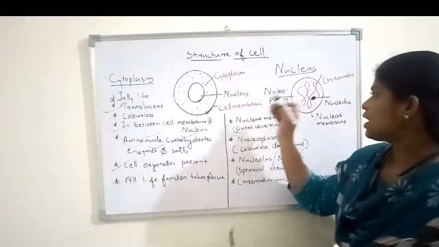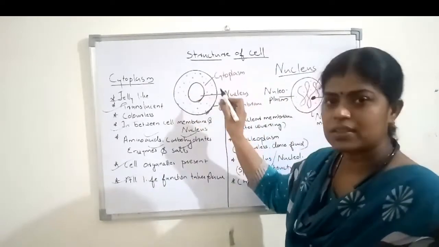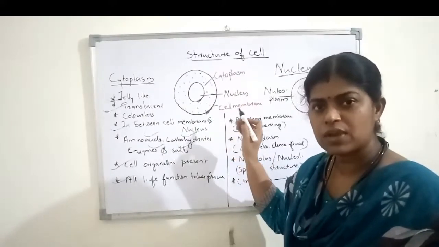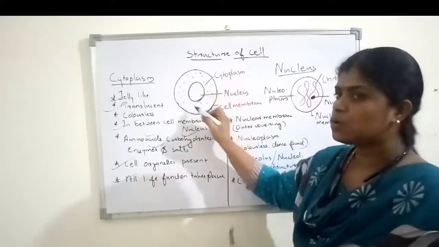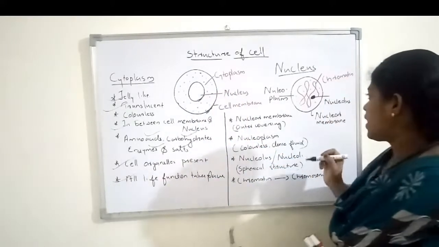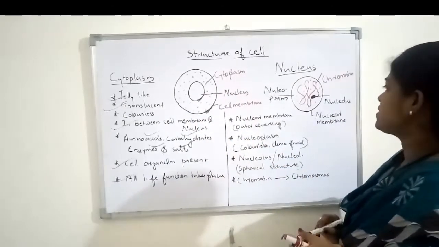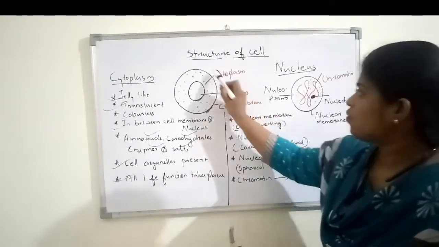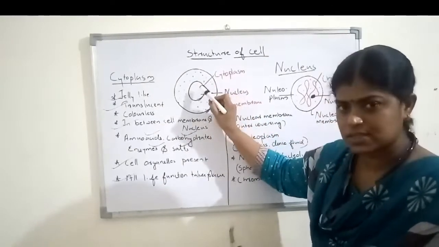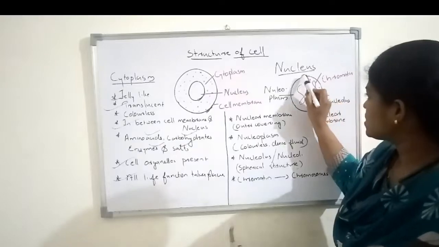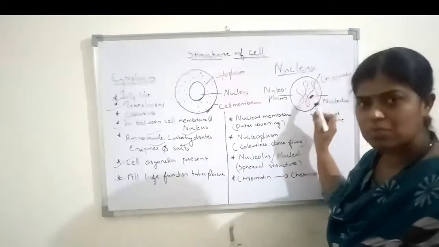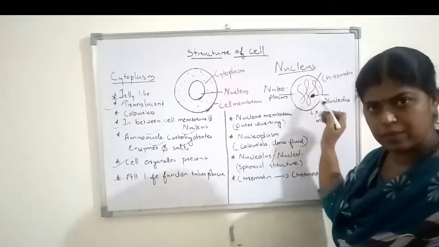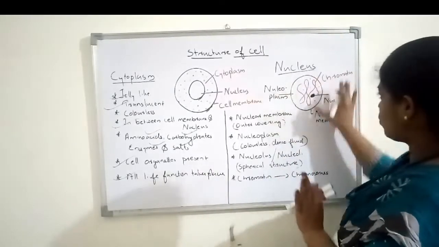Next, we are moving to the control center of the cell. Otherwise, what are we calling it? We are calling it nucleus. Nucleus is the control center of the cell. See, this is a cell. At the center, nucleus is there. In this figure, I just made the nucleus only. The cell membrane and the cytoplasm I haven't made over here. Only the nucleus I made here.